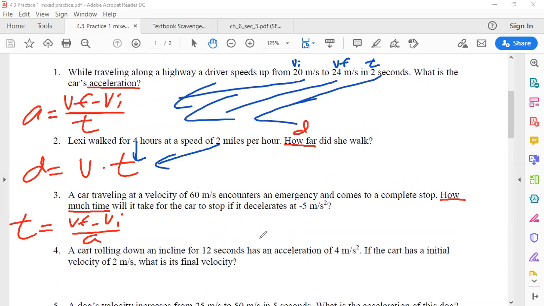To find these values, again, we take them from the words of the problem and put them into the equation. So 60 meters per second is going to be our VI. It comes to a complete stop. Stop is going to be VF, our final velocity. The acceleration is actually a deceleration, and that deceleration is going to be -5.